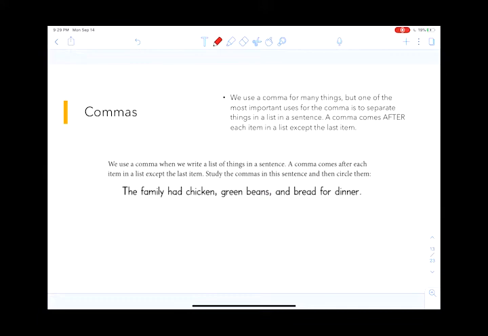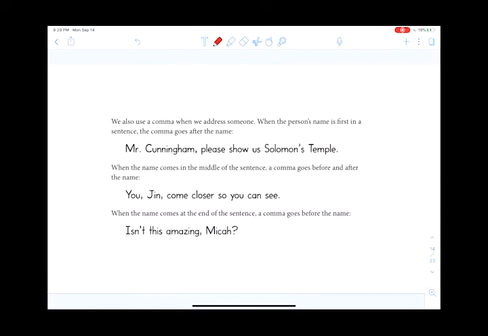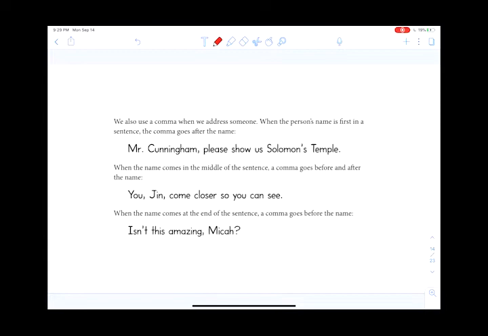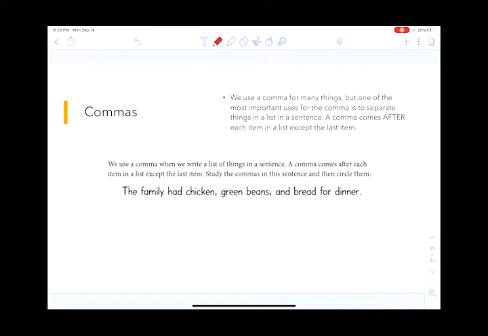Study the commas in this sentence and then circle them. Next, write a sentence with a list separated by commas. In the previous example, the commas are right here and right here. So pause this video and write a sentence with the list separated by commas.